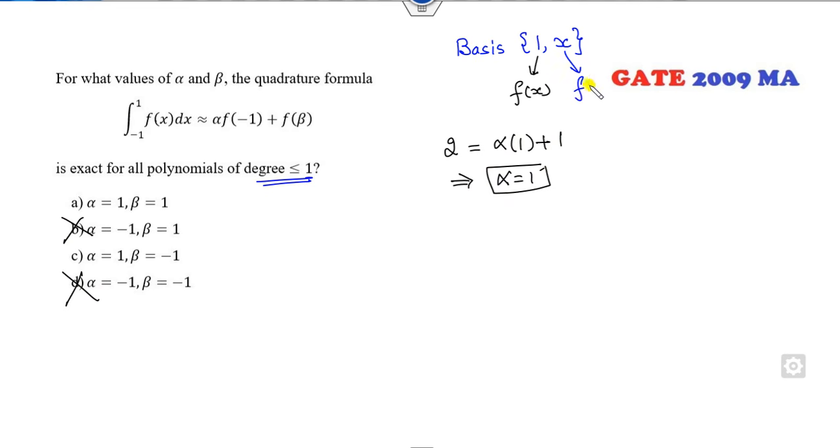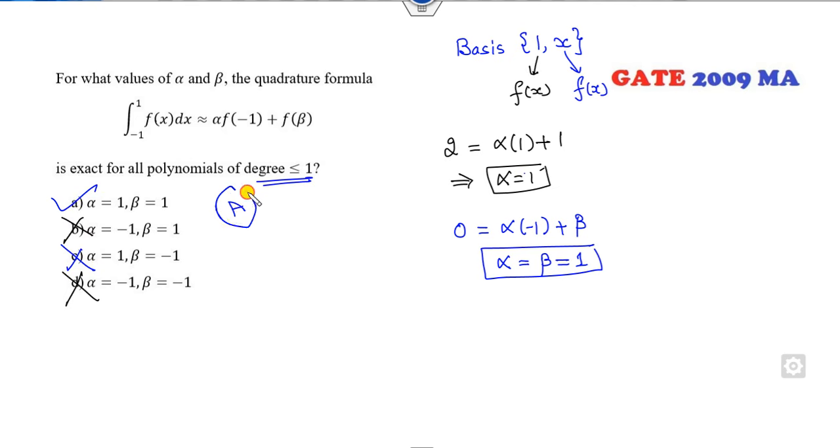Now look at this, this is my f of x. Substitute here. The right hand side is 0. Alpha of minus 1, this is beta. So what is that? Alpha is equal to beta. Alpha is 1. So both the values are 1. So this option cancel. A is my correct option. You can see within 10 to 15 seconds you can solve this question very easily.